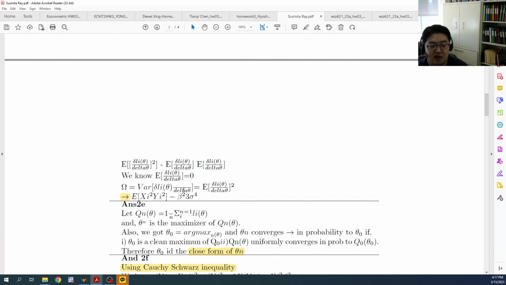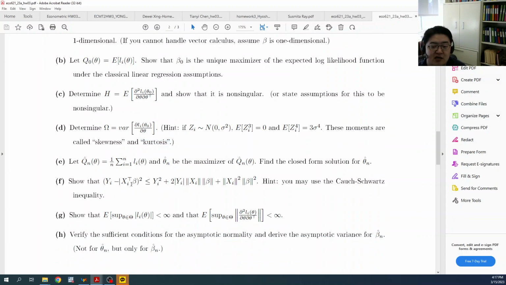Here I don't understand how she got to this point. So there is no work considered here. Okay, that was D. And E, find a closed form solution.